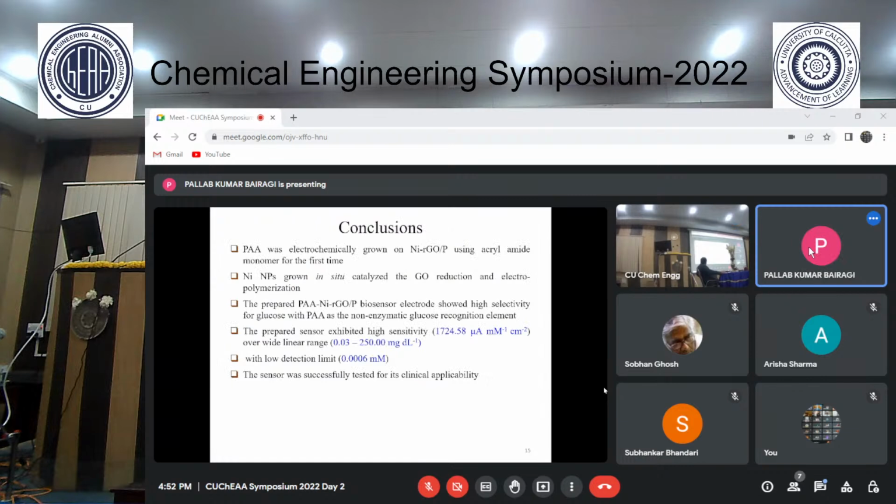It was observed that after testing the sample in a clinical setup and synthetic setup, the sensor exhibited a high sensitivity and low detection limit over a wide linear range of glucose concentration. It is also worth mentioning that polyacrylamide was electrochemically grown for the first time, and it was used for glucose recognition also for the first time. The high selectivity of the material towards glucose also confirms its clinical applicability, which was successfully tested in these studies also.